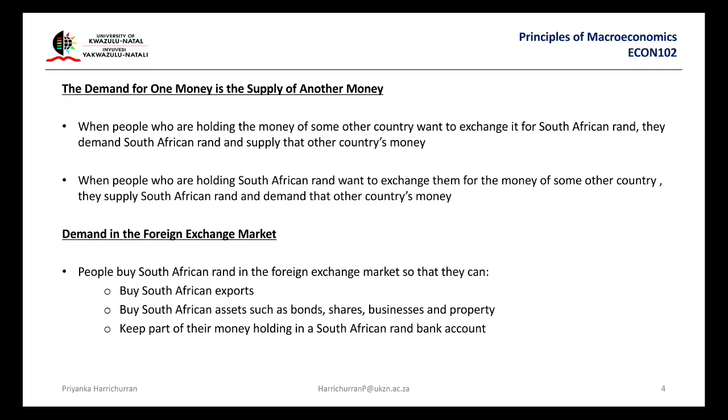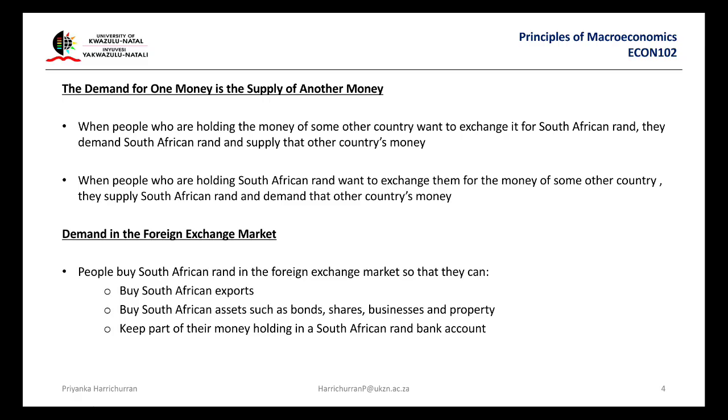Now, the demand of money is a supply of another money. So, what does this mean? I want you to picture two markets, right? One market over here, one market over there. So basically, if you buy that dollar, for example, that dollar receives your money and that dollar goes to you. But let's look at how we make it simpler.